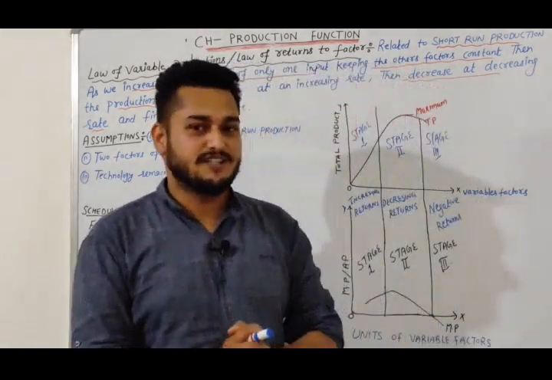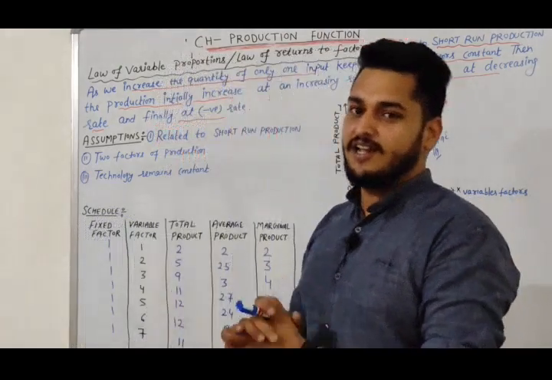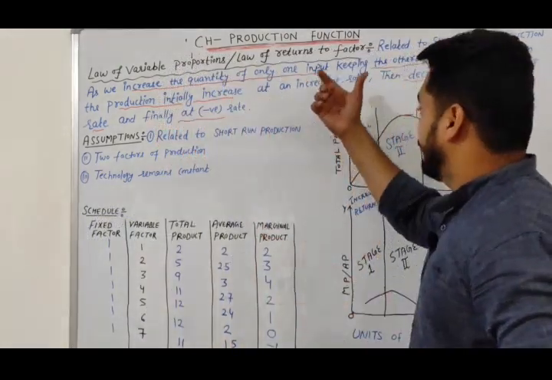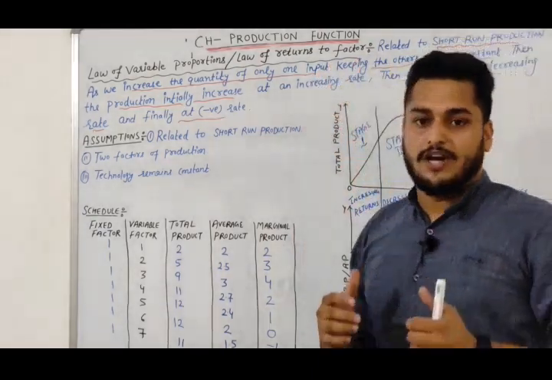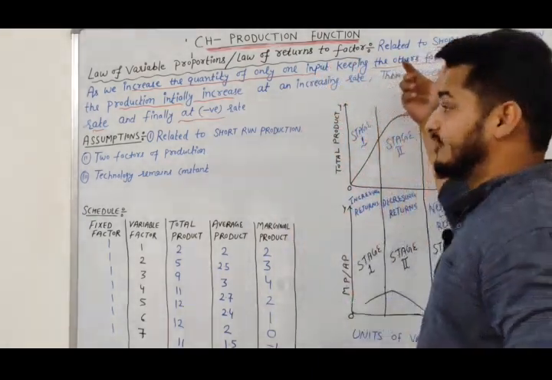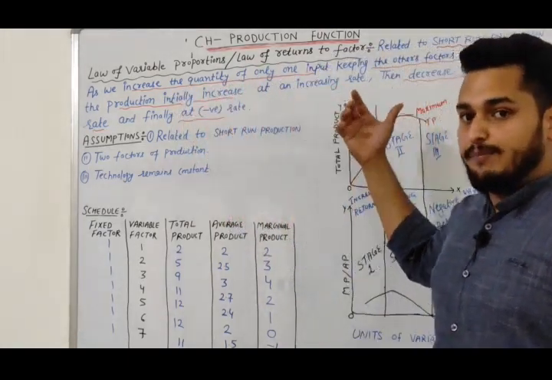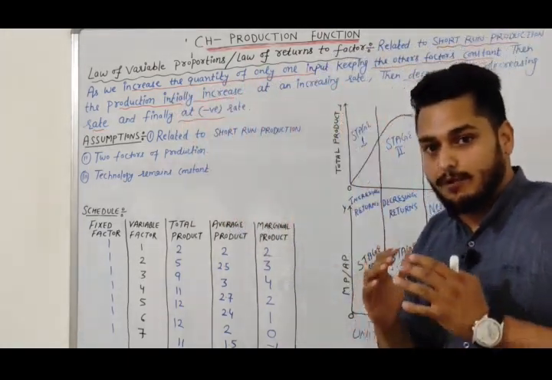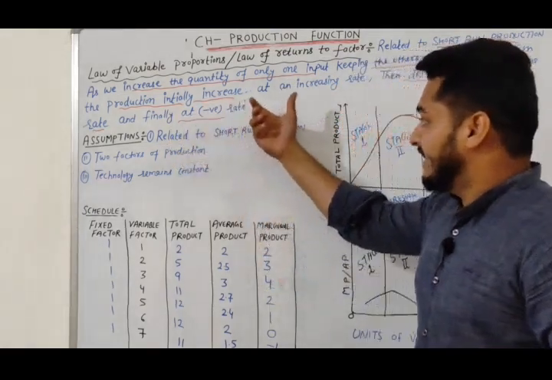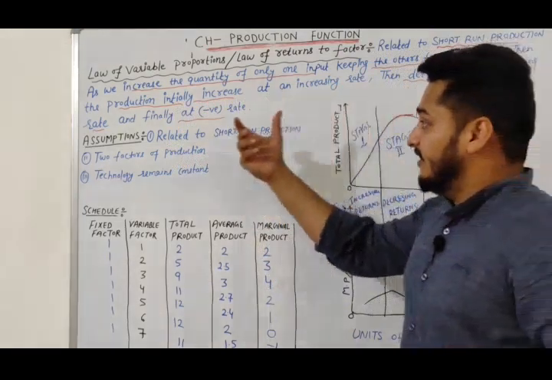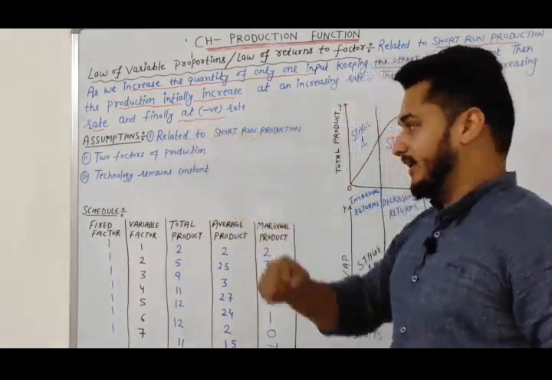Today we are going to discuss the chapter production function and a very important topic, the law of variable proportion, or law of returns to factor. So let's start from the definition. It's related to short-run production. As we increase the quantity of one input, keeping the other factor constant, the production initially increases at an increasing rate, or decreases at a decreasing rate, and finally at a negative rate.